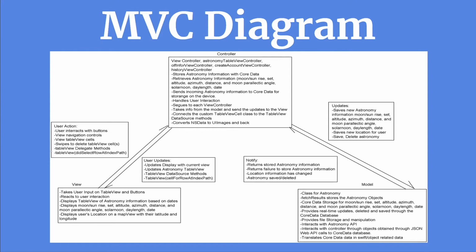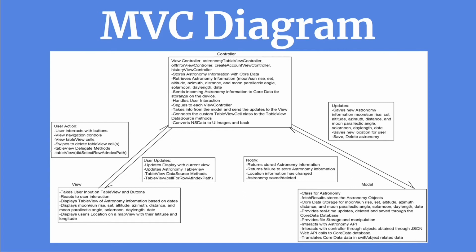Now the controller interacts with the model through updates like saving new astronomy information, saving new locations for the user, and saving and deleting astronomy information. Now, the model interacts with the controller with notifications like how it returns stored astronomy information or returns the failure to store astronomy information, as well as location information has changed and astronomy information has been officially saved and deleted.